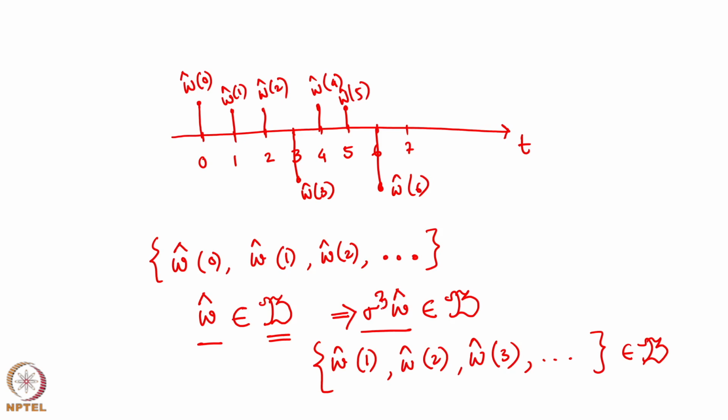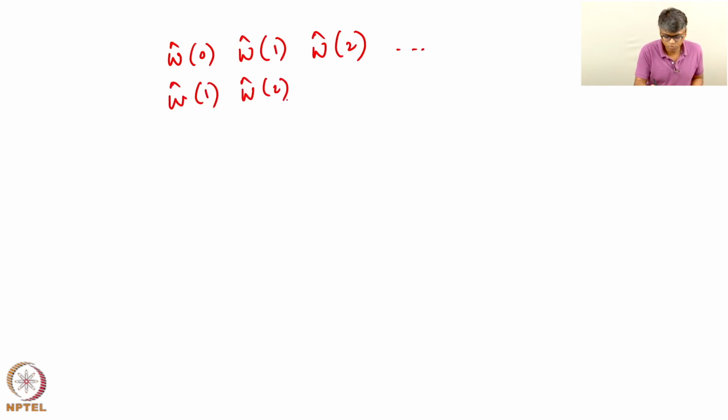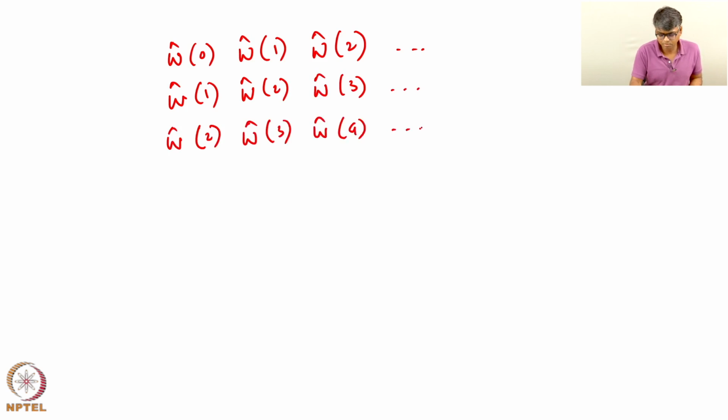So indeed, what we are witnessing here is that the moment I say w hat 0, w hat 1, w hat 2 being a part of the behavior means w hat 1, w hat 2, w hat 3 must also be a part of the behavior. W hat 2, w hat 3, w hat 4 must also be a part of the behavior, and so on.